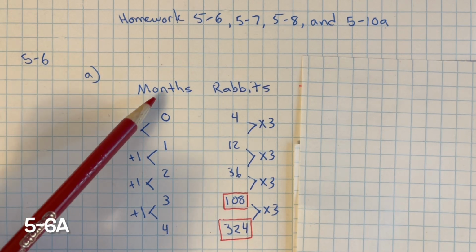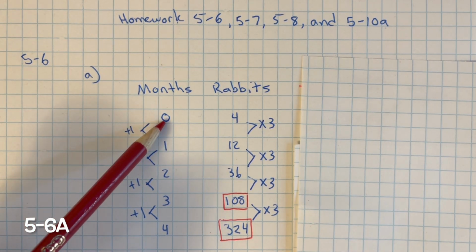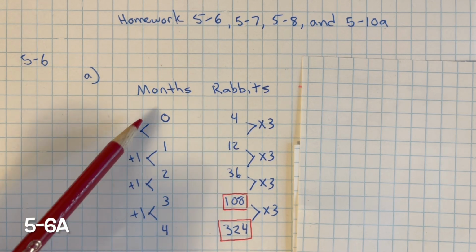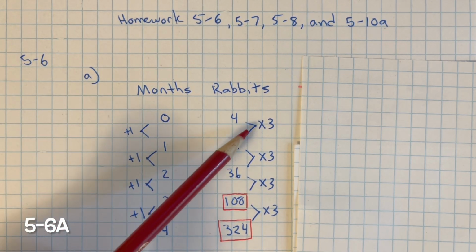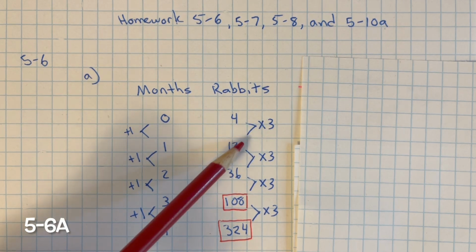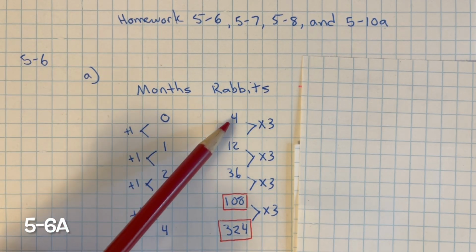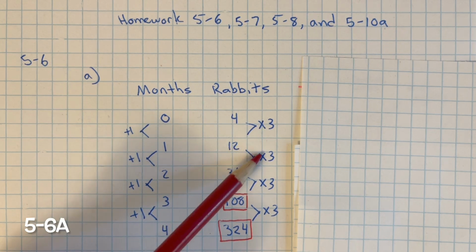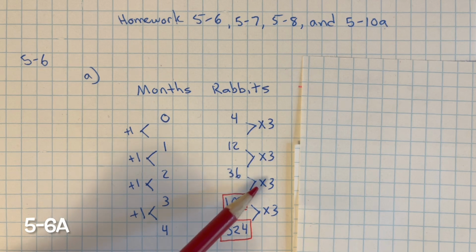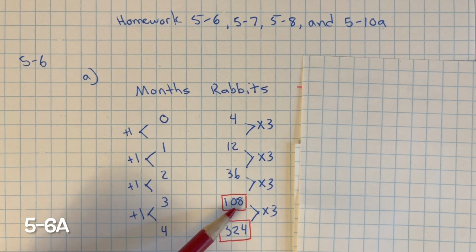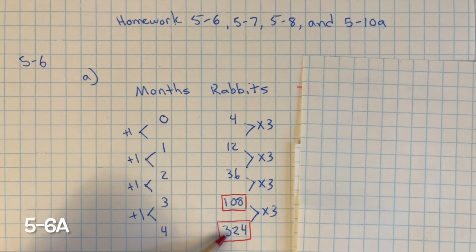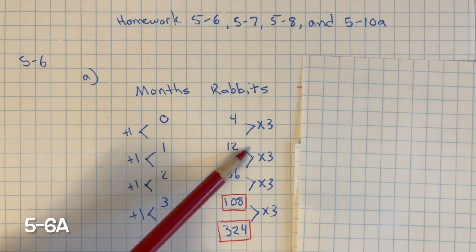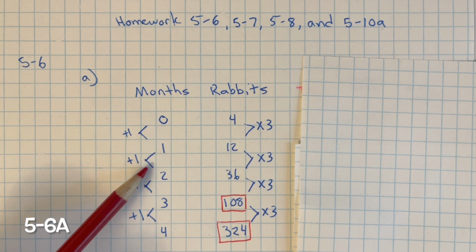So if you look at the months to rabbits, in month 0, when it started, your initial value, you had 4 rabbits. In each month, it increased by 3 times the amount. So we have 4 times 3 is 12, and it's at a constant rate. 12 times 3 is 36. 36 times 3 is 108. 108 multiplied by 3 is 324. So it's increasing by 3 times for each month.